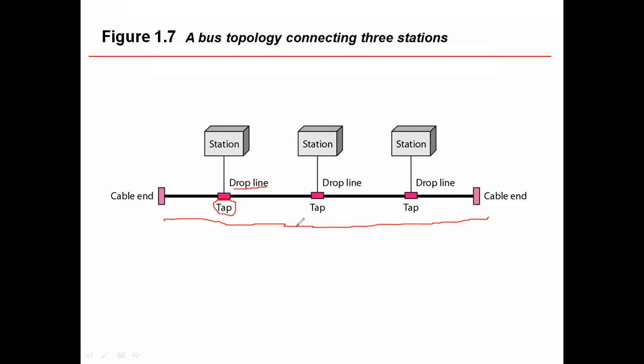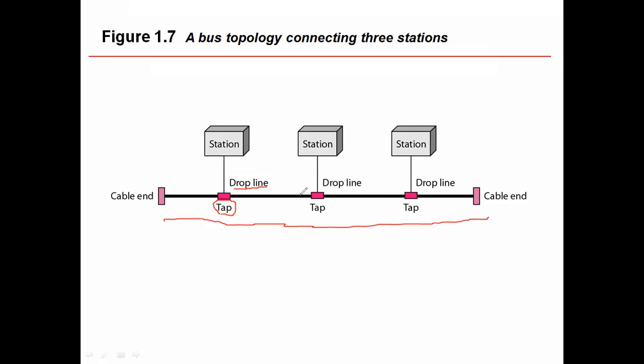Can you tell me what is the drawback here? Can anyone tell me the drawback of this? Failure of the bus. If the bus fails, the entire network will collapse. That is the major drawback we face in the case of bus topology.